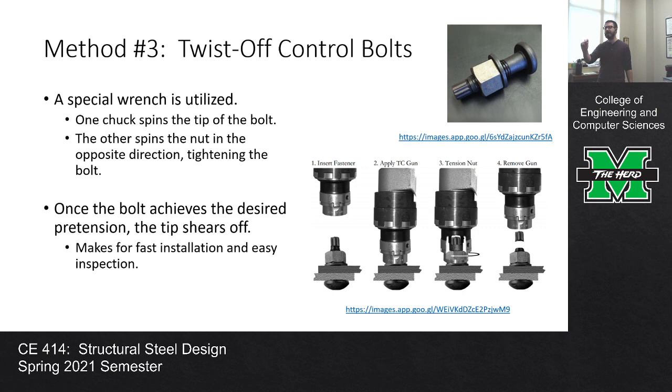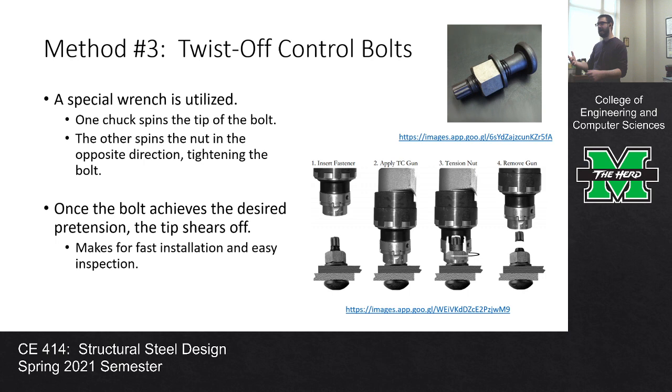So if you're an inspector, it's really easy because all you have to do is look at the bolts, and as long as those splined ends have chucked off, you know that the bolt meets the pretension. They're also really fast and really easy to install because you don't need wrenches on either end. You can just put the bolt through and tighten everything all from one end. They are a little bit more expensive, but you get the convenience and the speed with that price. So it's always a little bit of a trade-off.